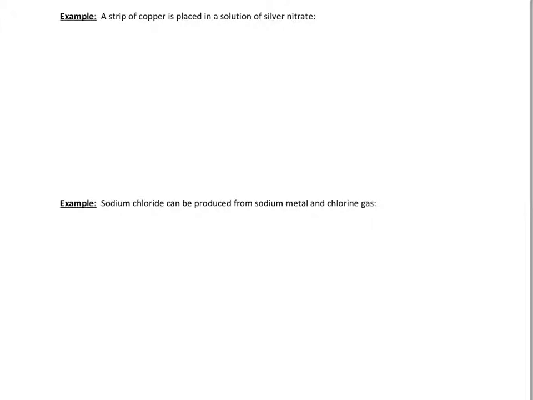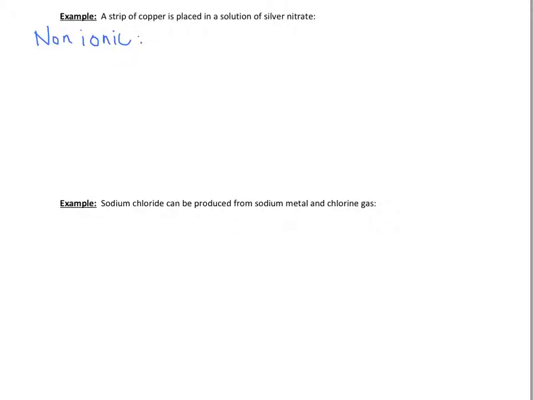Write the two half reactions for the following. A strip of copper is placed in a solution of silver nitrate. Before we can write out the half reactions, we need to have the net ionic equation. Before we can have that, we need to write the total ionic equation and first the non-ionic equation. So, for the non-ionic equation, which is simply the balanced chemical equation, you may want to have a periodic table handy.